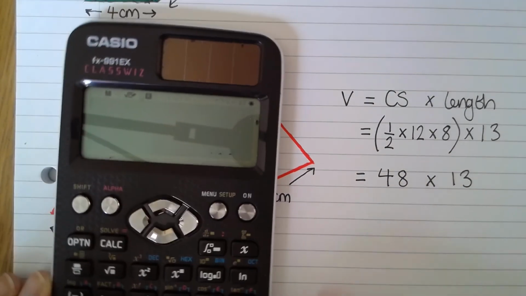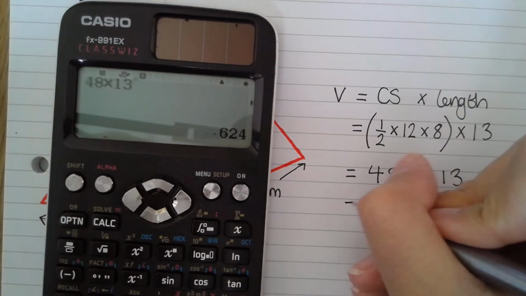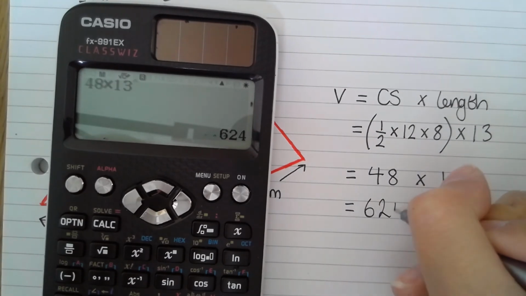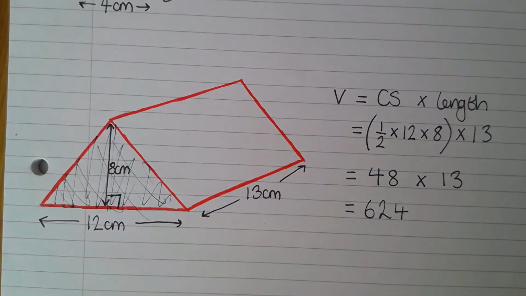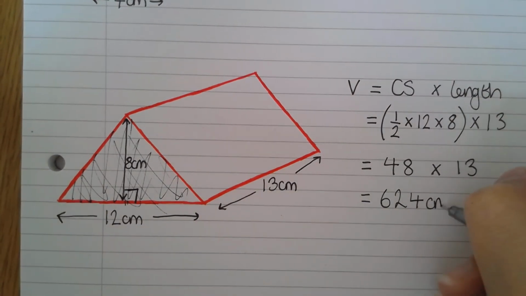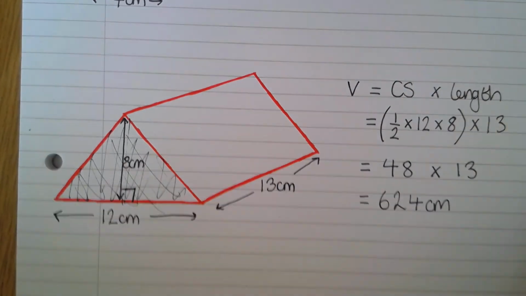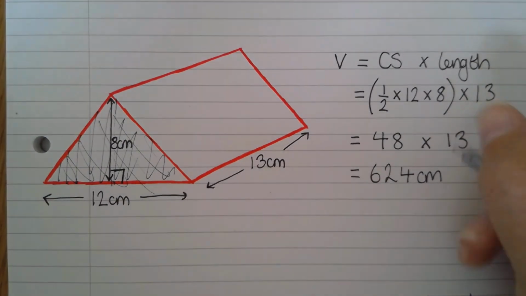So 48 times 13 equals 624. We need some units on our answer, so we've got centimeters, and it's volume we're finding, so we're finding out the space inside that shape if it was to scale, so it's cubed.